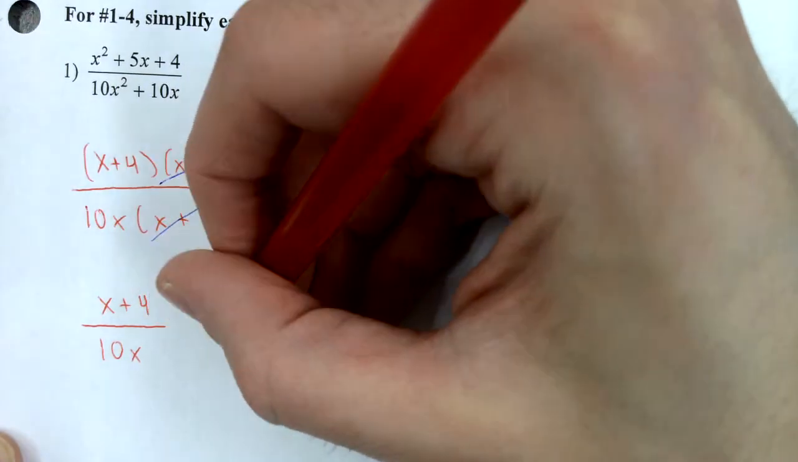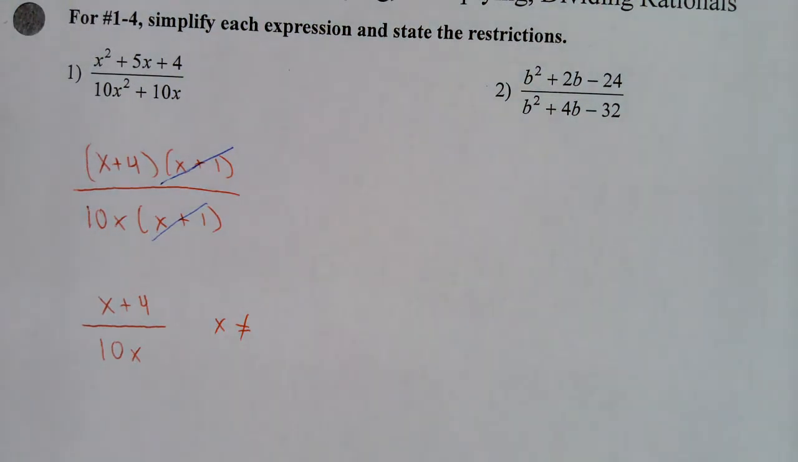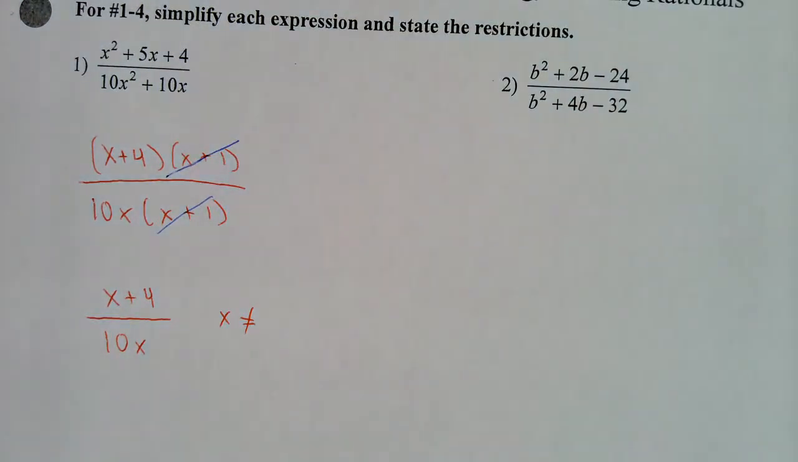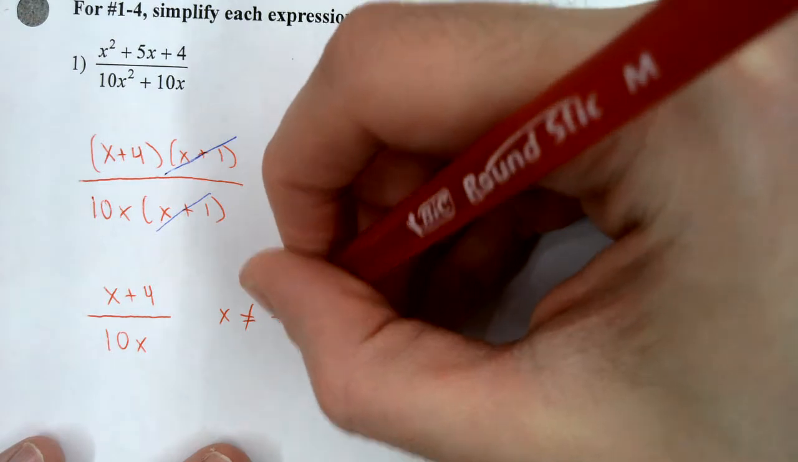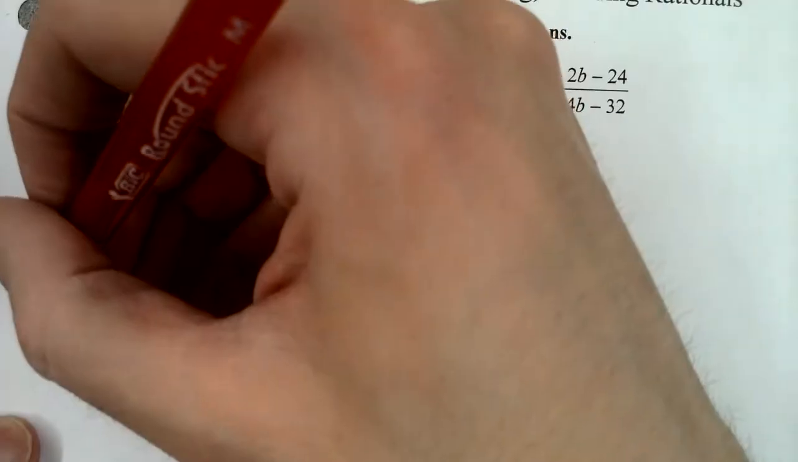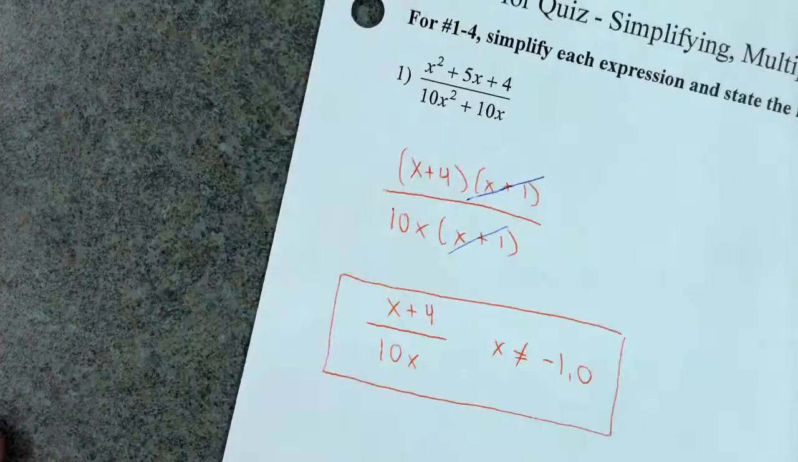Now you have to state the restrictions. x cannot equal 0, and x cannot equal negative 1. When you do x plus 1 cannot be 0, you get negative 1. So x cannot be negative 1 or 0. I like to put them from smallest to biggest, but you don't have to. That's the answer.